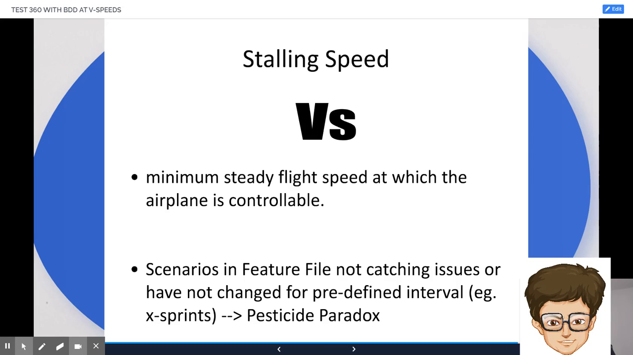Just note that these V-speed indicators that we are using here, may it be rotation speed or stalling speed, are only aids and not any hard and fast rules. It is perfectly fine for a feature file to have failed the stalling speed. That is, it's perfectly fine for a feature file to not have caught any issues or not changed for a long time within the specified interval that we have predefined. These indicators are only an aid which helps us to check and revisit to confirm that the feature file is in good shape or has a good kind of scenarios in it.